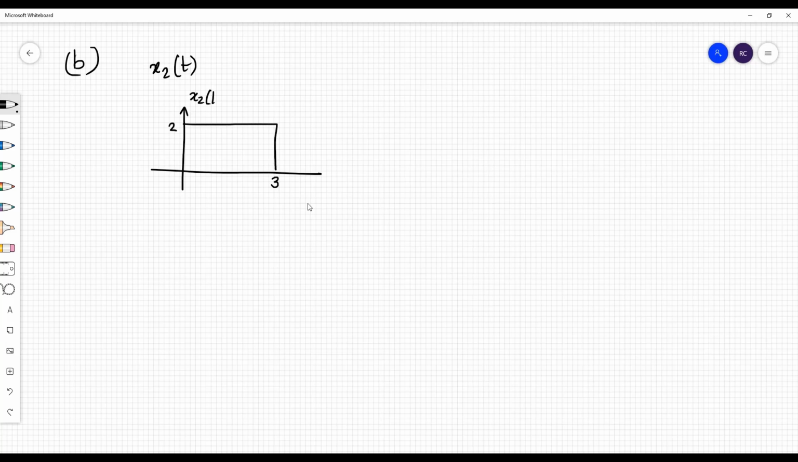Right? This is what was x2(t). And what was x1(t)? This was x1(t). Right? So if I asked you to write x2(t) in terms of x1(t), what would you have to do? You would have to first multiply x1(t) with the 2. Okay, so this becomes 2 now.